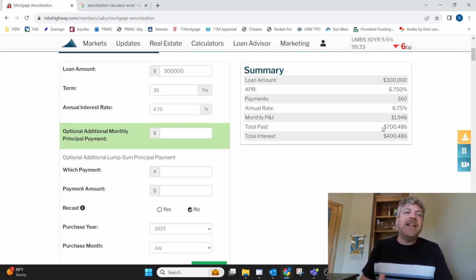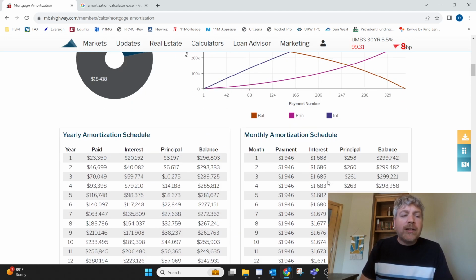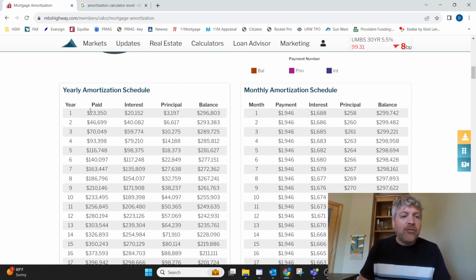Chances are anybody taking a loan out right now, just based on where the market is and everything like that, there's a great chance you're not going to have this loan for 30 years. You might sell the house, you might refinance, you might pay off the loan early by your own means. But this is kind of the worst case scenario based on, again, where the market is right now and what the interest rates are.